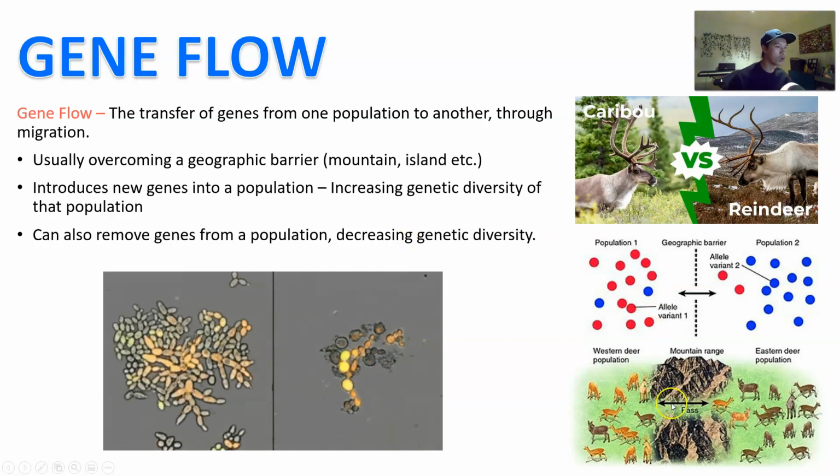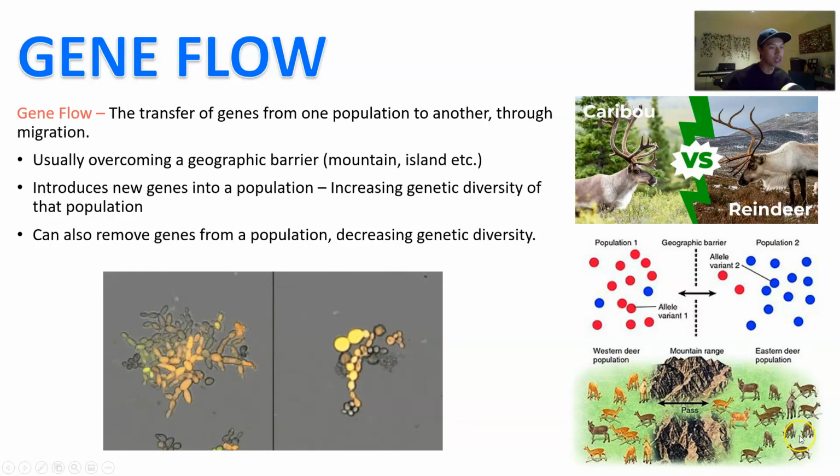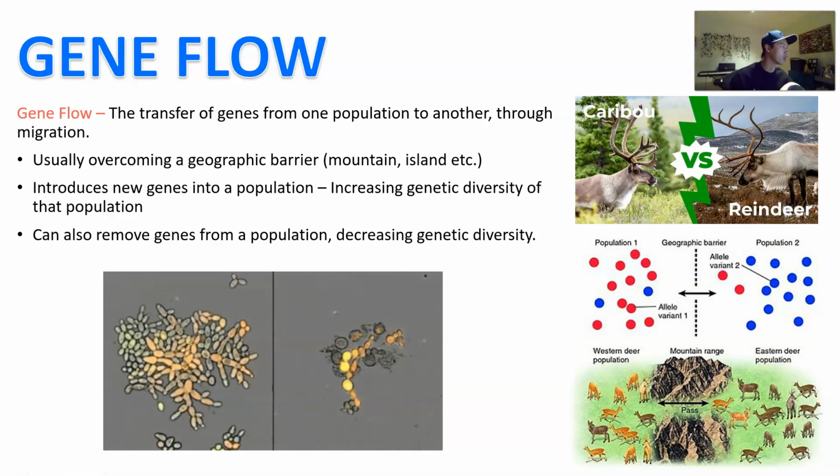So for example, if you had a population of deer and they cross into the mountain pass, then that population is going to introduce its traits, like maybe coat color, mixing with the other population, resulting in a change. And as we know, evolution is just a change in heritable characteristics.